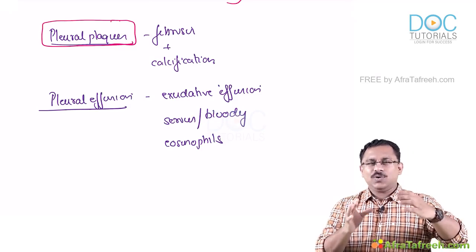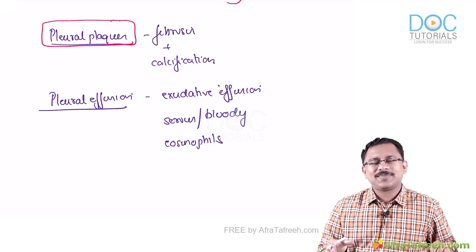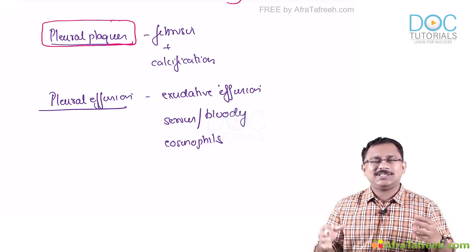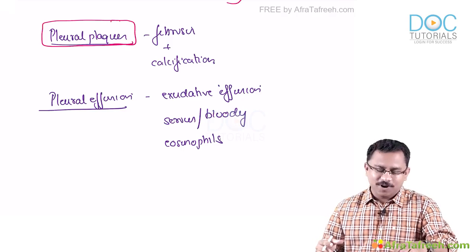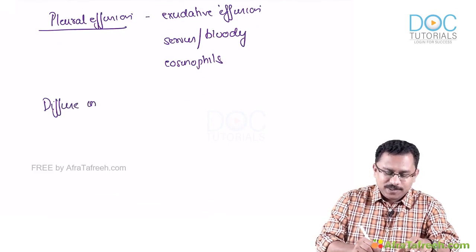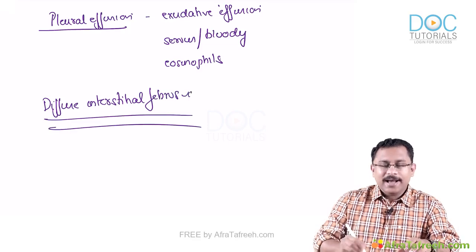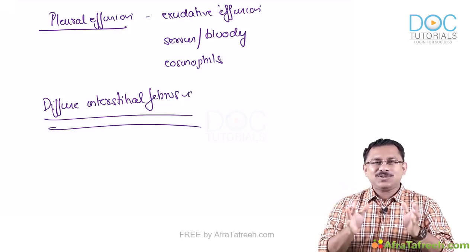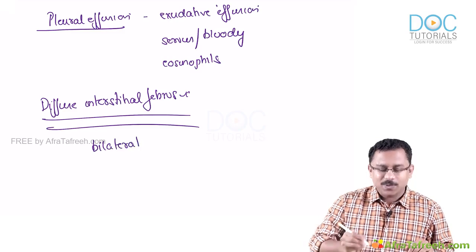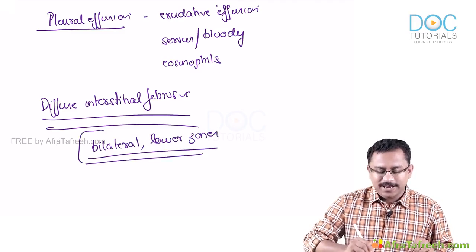I told you it can affect the pleura and produce a pleural plaque and pleural effusion. And what about the lung? The lung manifestation of asbestosis is predominantly an interstitial involvement. You will get a diffuse interstitial fibrosis. Very important, the fibrosis associated with asbestosis is usually bilateral, and it is common in the lower zones of the lungs. This is very, very important.